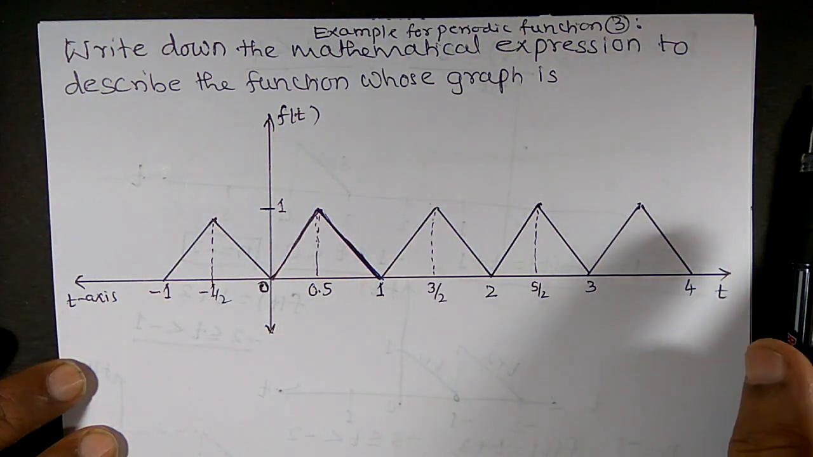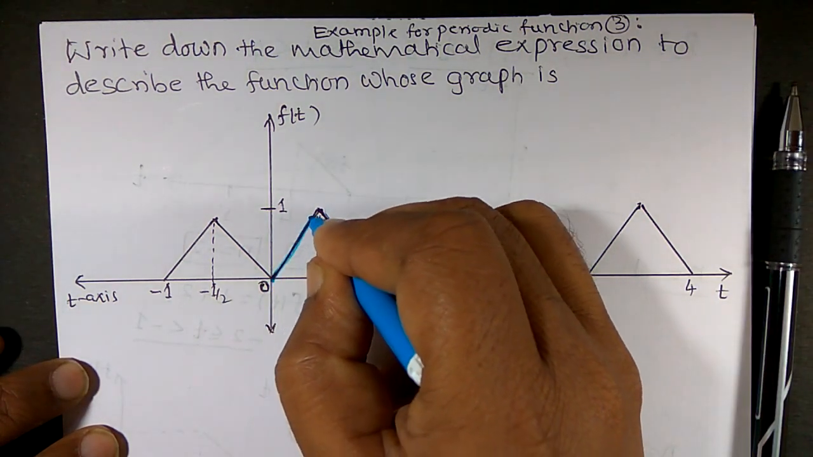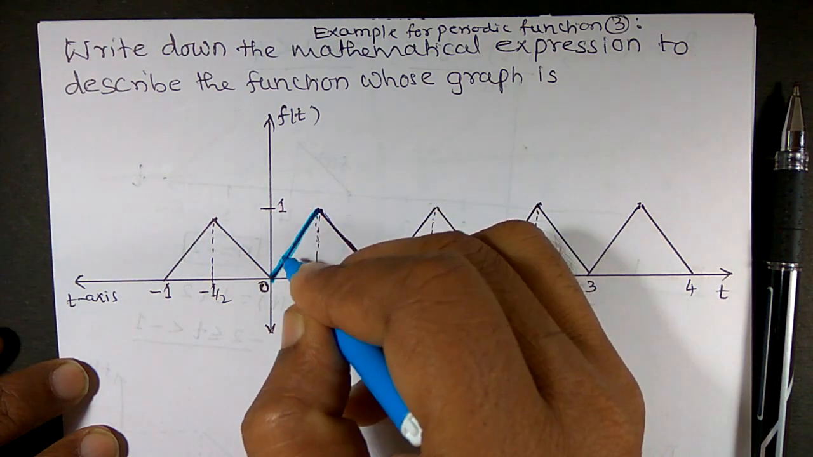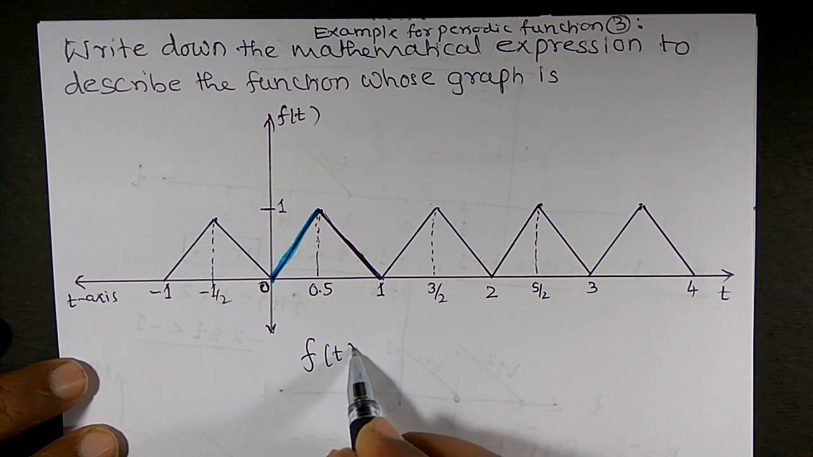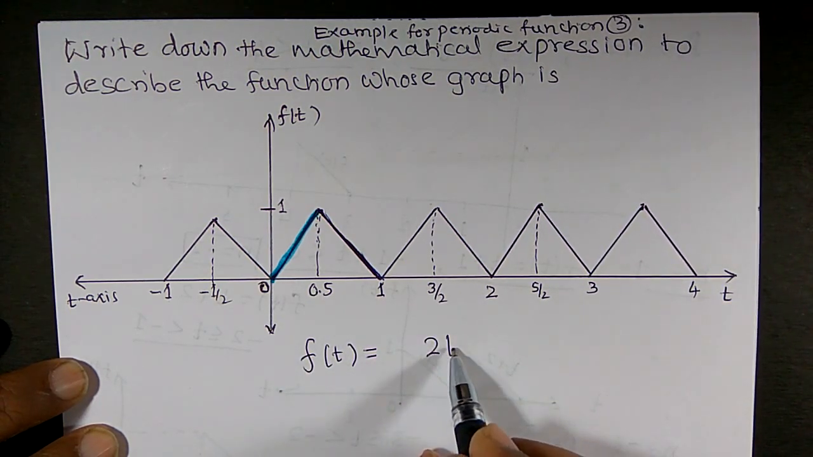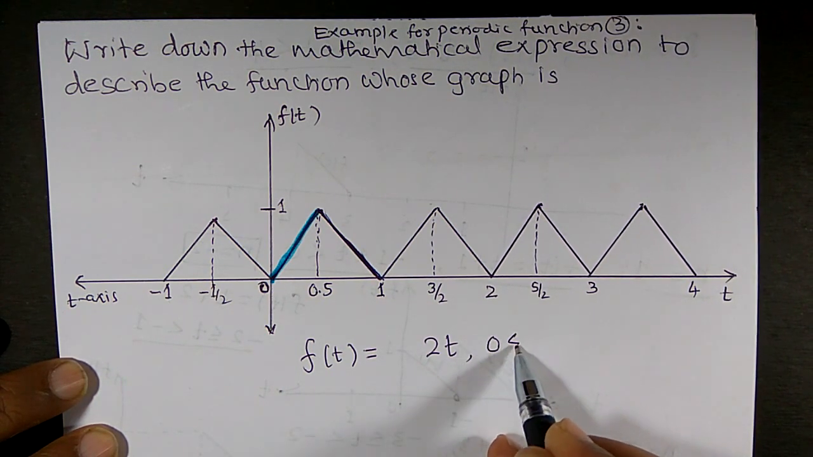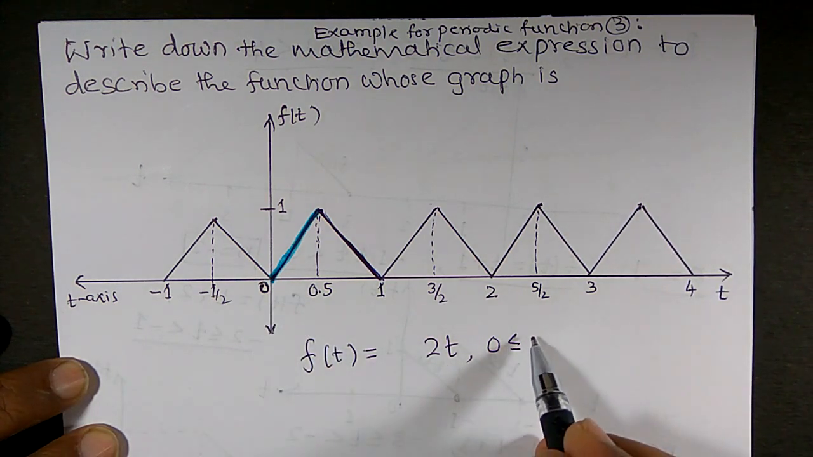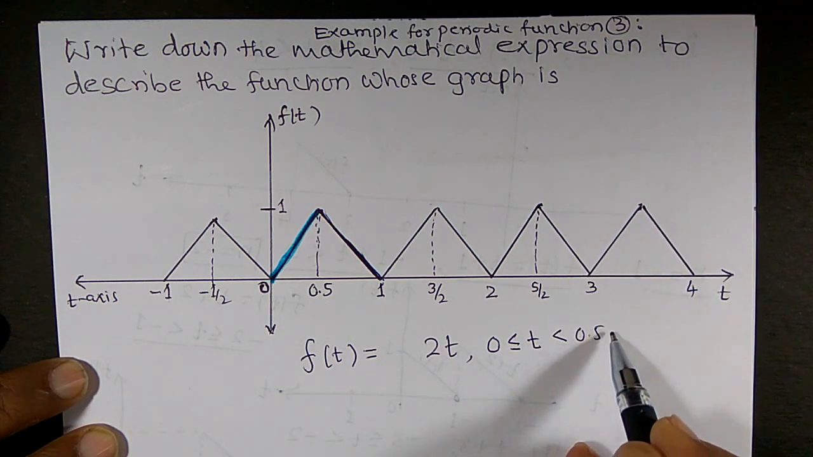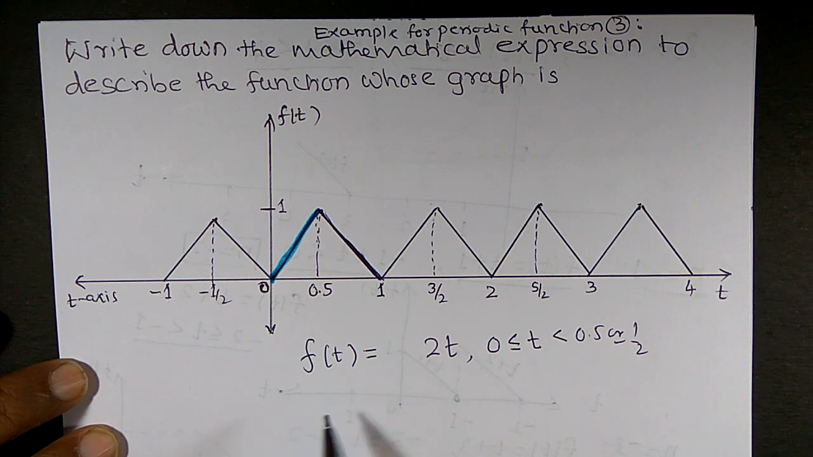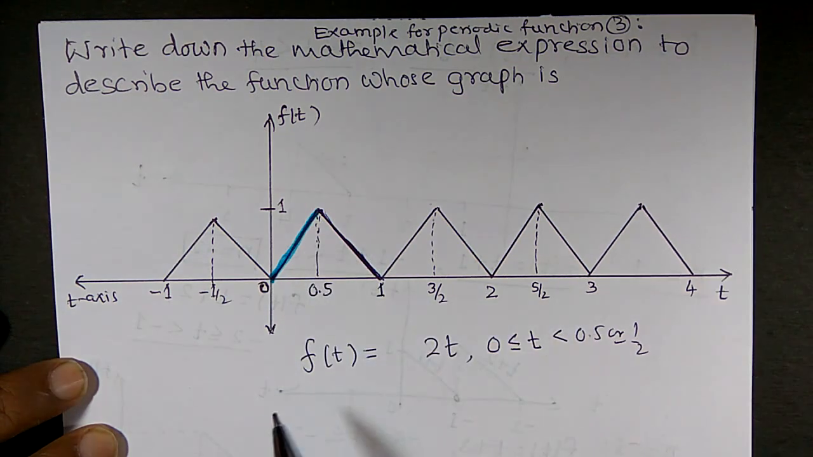Is it clear? I can mark it like this. What is the mathematical function for this part? I can write f(t) = 2t, where t lies between 0 less than or equal to t strictly less than 0.5, or 1/2. So when we draw the graph of this function, we obtain a ramp like this.